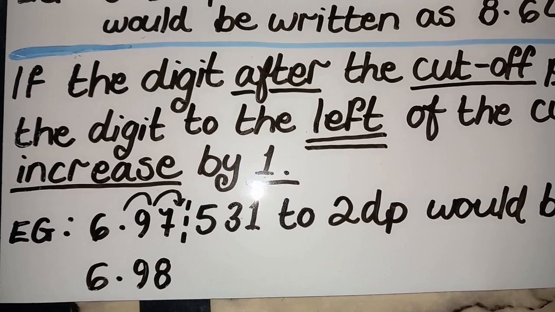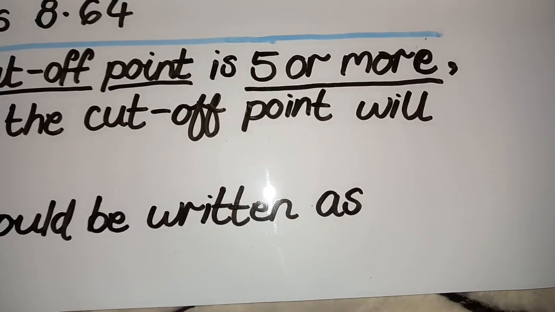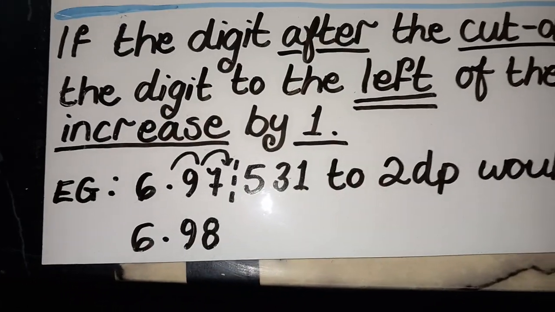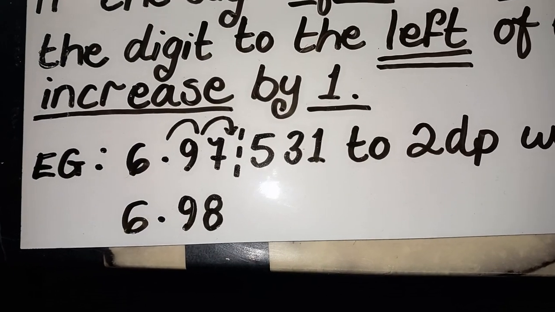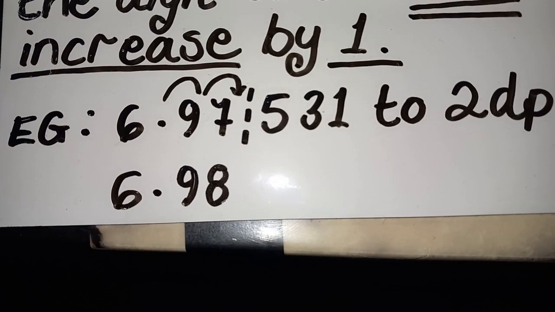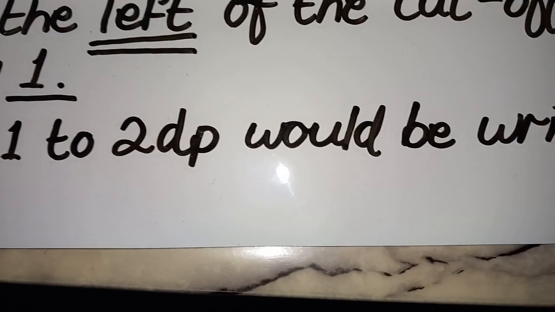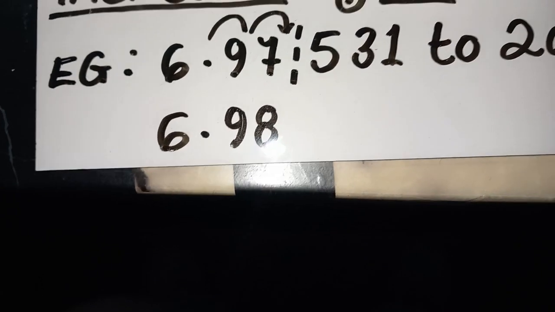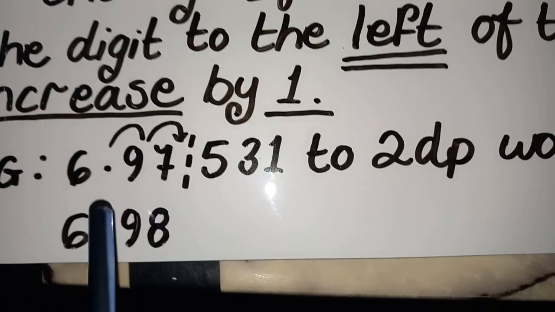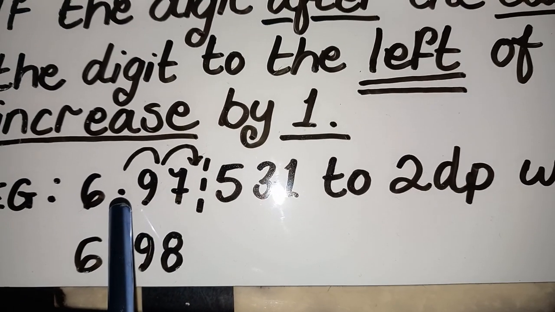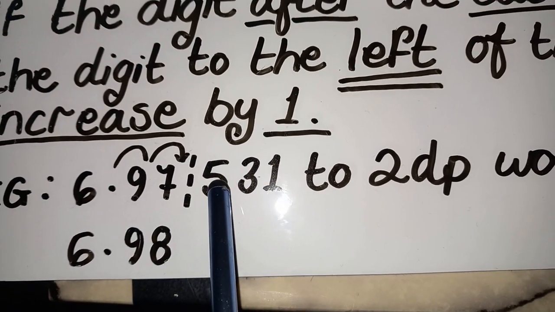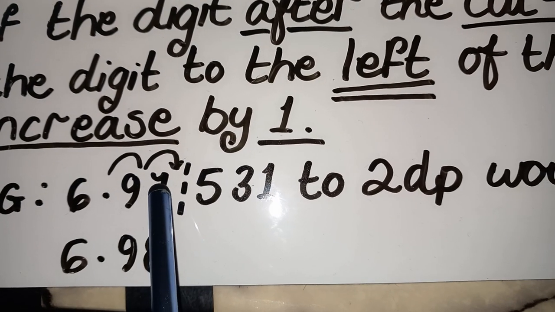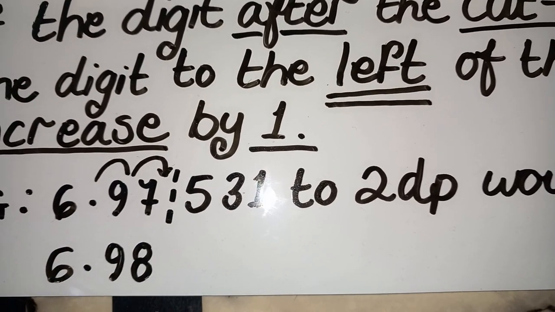If the digit after the cut-off point is 5 or more, the digit to the left of the cut-off point will increase by 1. For example, 6.97531 to 2 decimal places, 2dp, would be written as 6.98. So again, we go to our decimal point, 2 places to the right, 1, 2, there's the cut-off point, and because this number is 5, we need to carry 1 over to the left. So the answer is 6.98.